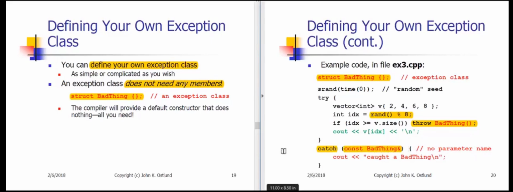In this case, since the bad thing does not contain any information at all, you don't even need to specify a parameter name. But when a bad thing is thrown, this catch will catch it, and we can display to the screen that we caught a bad thing.